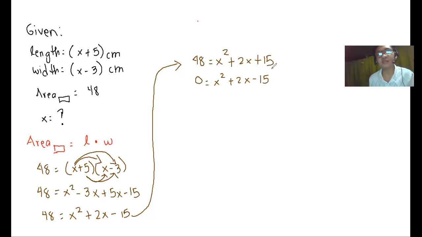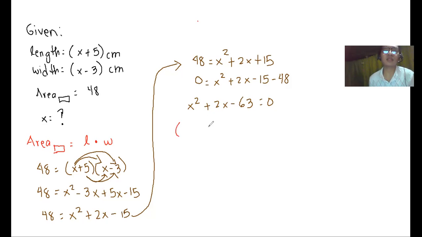Then 48 transferring to the other side becomes negative 48. So we can switch sides. So we have x squared plus 2x, negative 15 minus 48 is negative 63, equals 0. So we already have our trinomial ready for factoring.